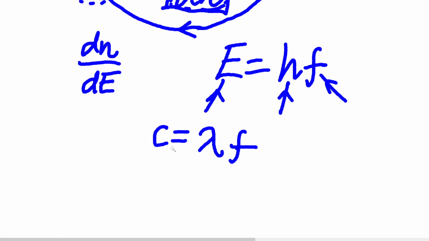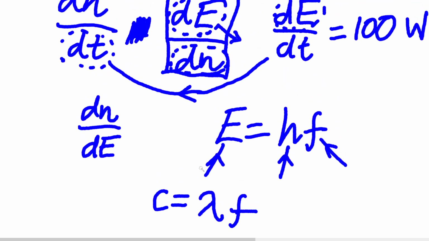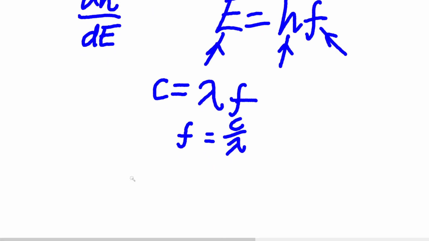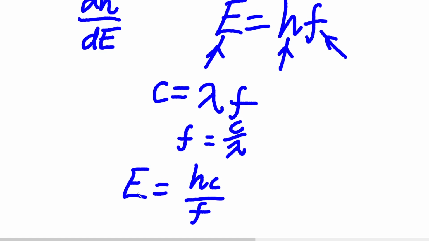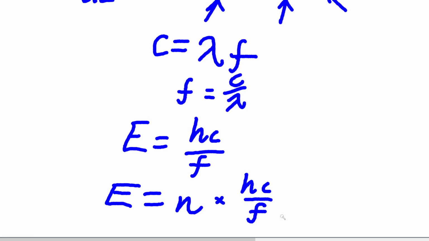Anyway, that's sort of the logic behind that particular formula. But let's keep thinking about this. c is equal to lambda f, where lambda is the wavelength of the light and f is the frequency of the light. So if c is equal to lambda f, then f is c over lambda, and our final formula for the amount of energy in a particular photon becomes E is equal to hc over lambda. And again, if you have n photons, then the total energy is going to be E is equal to the number of photons n times the energy in a single photon.